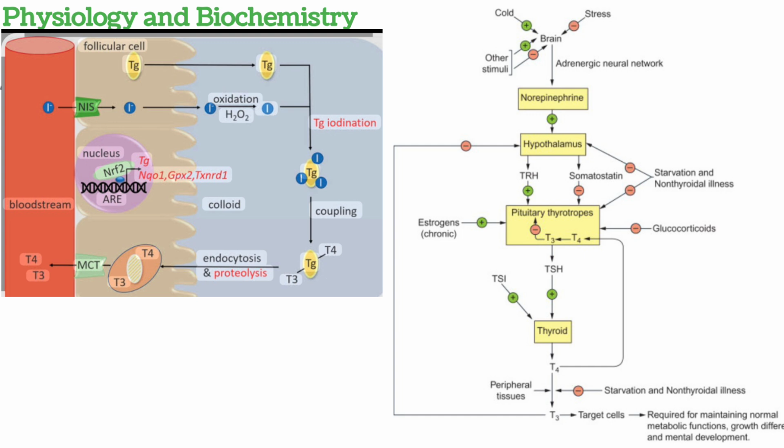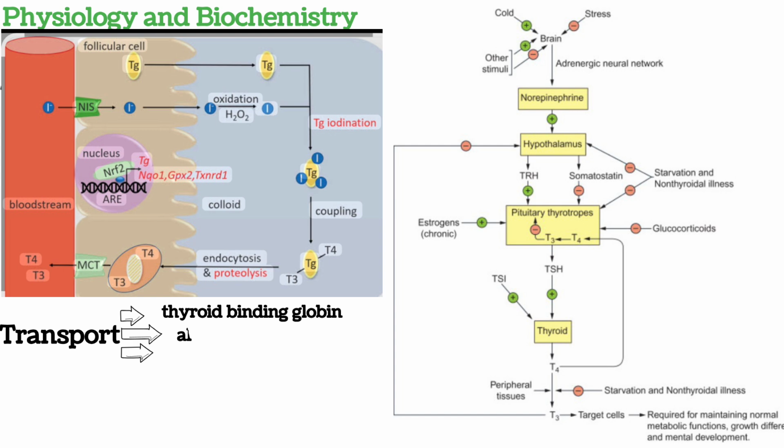So before going forward, we forgot a point to mention here. Chronic estrogen increase will stimulate the pituitary thyrotropes. It is important as in PCOS, polycystic ovarian syndrome, there is an increased concentration of estrogen in the body, which will lead to increased thyroid secretion and heat intolerance and all those symptoms of PCOS.